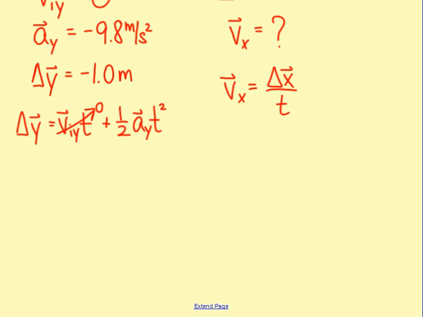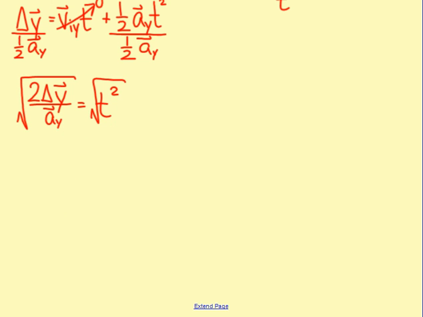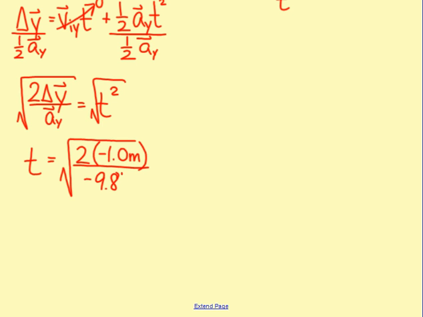Next, I'll solve for time. The first thing that I will do is divide both sides by 1/2 a y. I'm going to rationalize that denominator, or get rid of that 1/2 in the denominator there. So I'll have 2 delta y divided by a y, and that's equal to t squared. To get t all by itself, I take the square root of both sides. So t is equal to the square root of 2 times the delta y, which is -1 meter, divided by -9.8 meters per second squared.